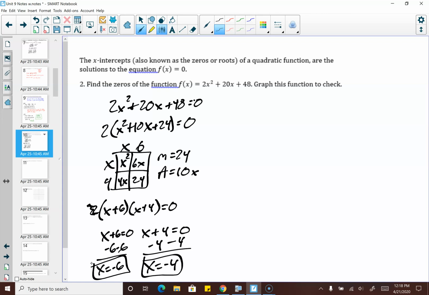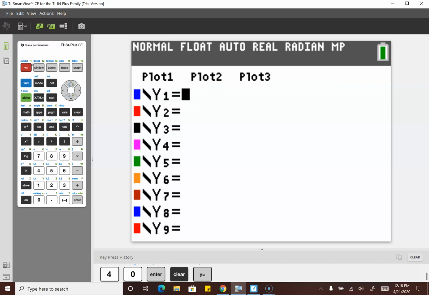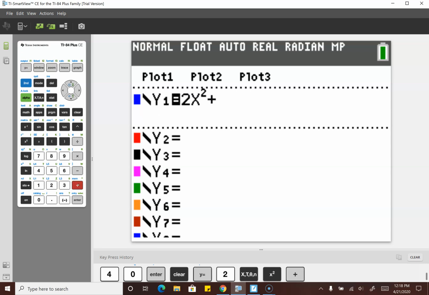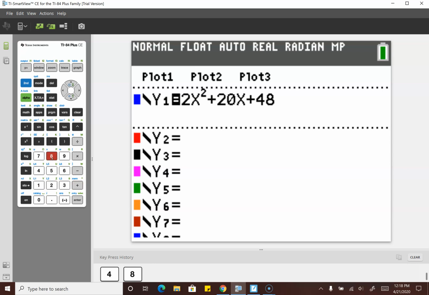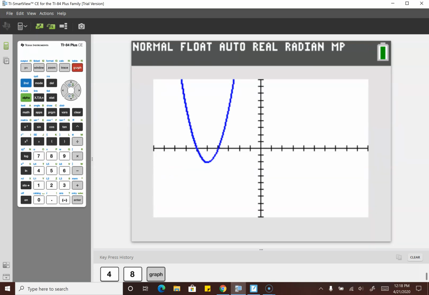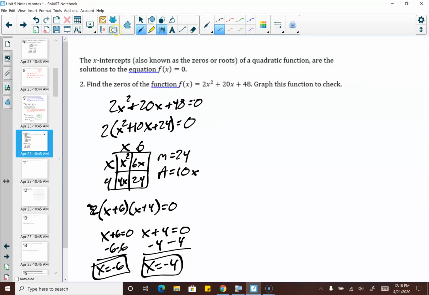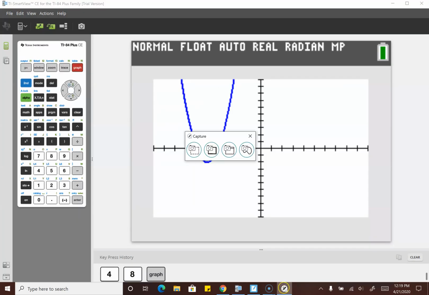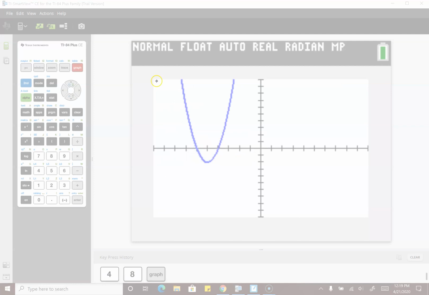And I'm going to show you two different ways we can get this, one from the graph and one from the table. So we go into our calculator, and you can plug in the original or you can plug in the GCF version, it's up to you. I always suggest you plug in the original equation, just in case you screwed up the GCF part. So 2x squared plus 20x plus 48. If we graph this, you can see right there, I'm going to capture this picture so I can upload it into the notes. So if you give me a second, I'm going to do that.